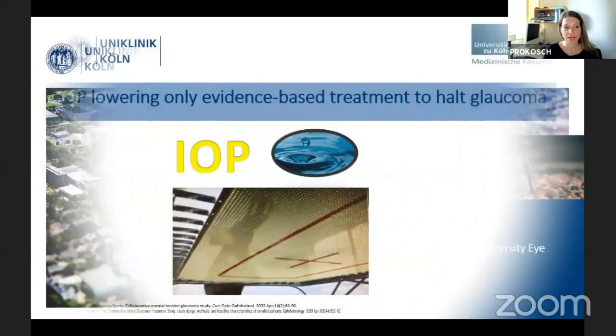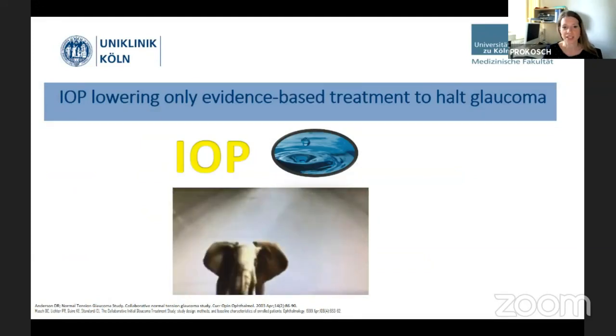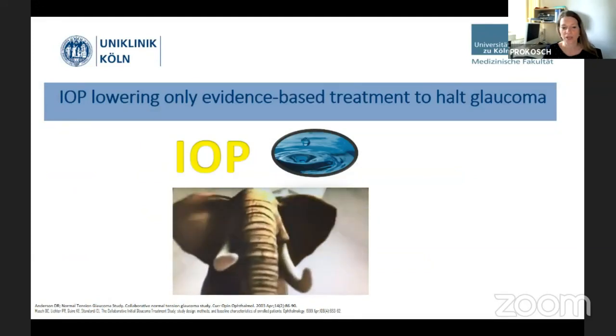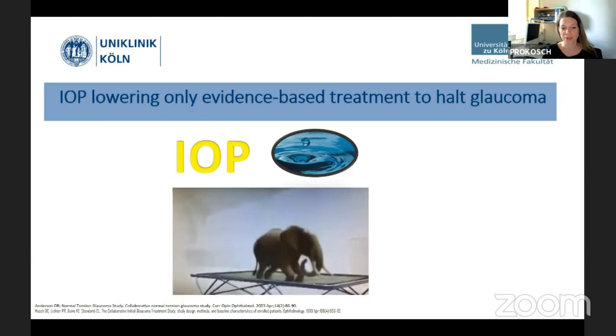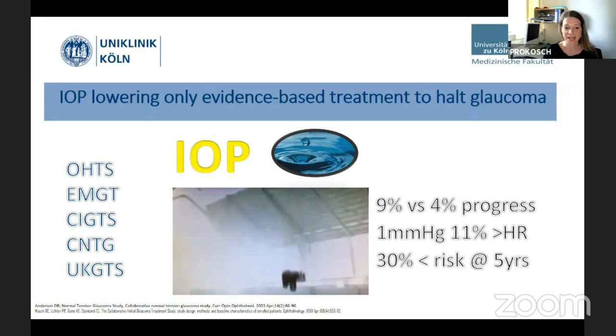So we all know, this is just an introduction, that IOP lowering is the only evidence-based treatment to halt glaucoma, because this big elephant is jumping on the lamina cribrosa. And we all know that the only evidence-based treatment is to get this pressure down, to get the elephant jumping not on the lamina cribrosa, but maybe somewhere else, or not jumping at all, let's say.